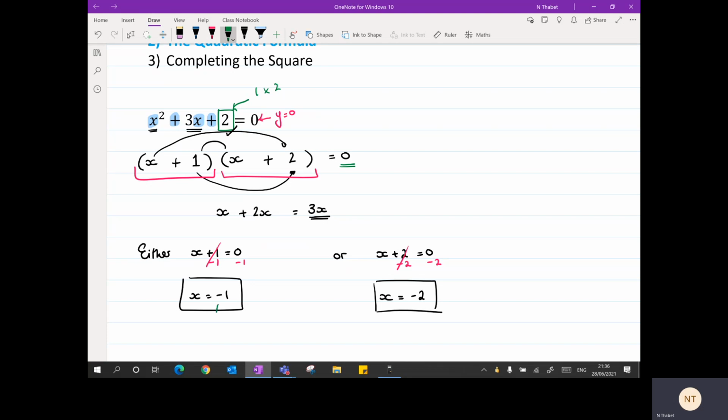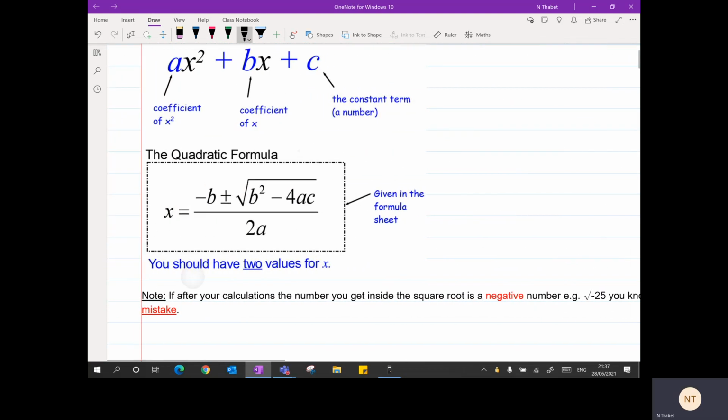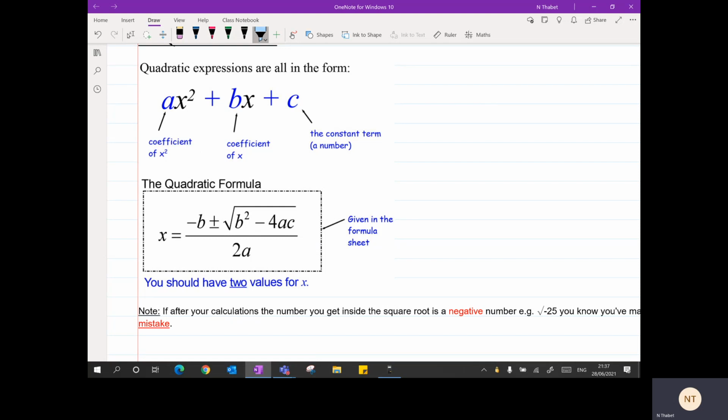So if you use x is -1 and substitute -1 plus 1, -1 plus 2, this gives you 0. 0 times 1 equals 0. And if you substitute the -2 again into the double brackets, the second number will be 0, and the equation will equal 0. So solving is about finding the value of x. The quadratic formula is a formula that gives us the two values for x.